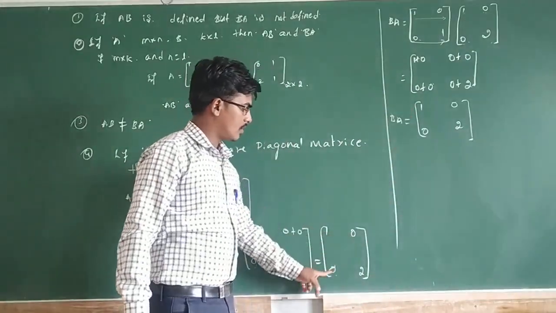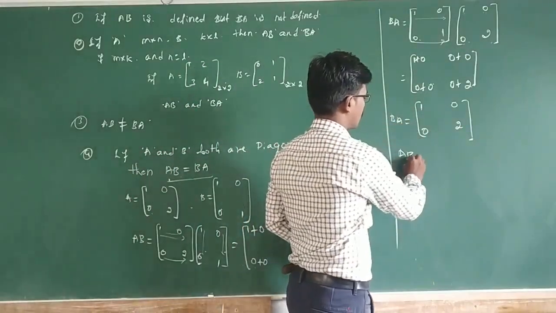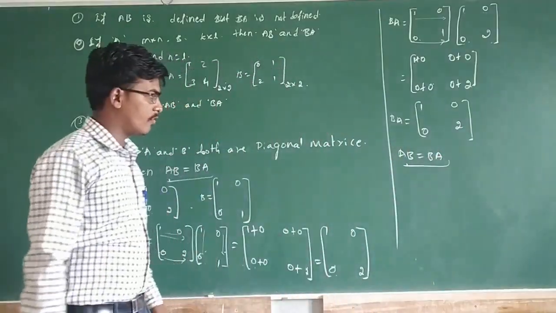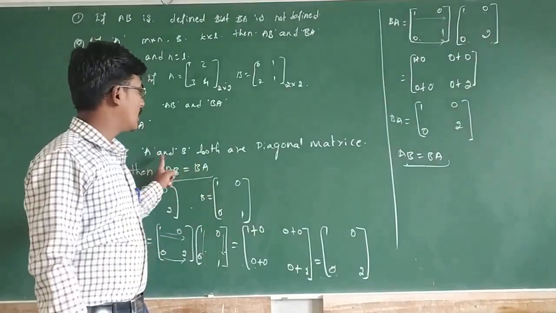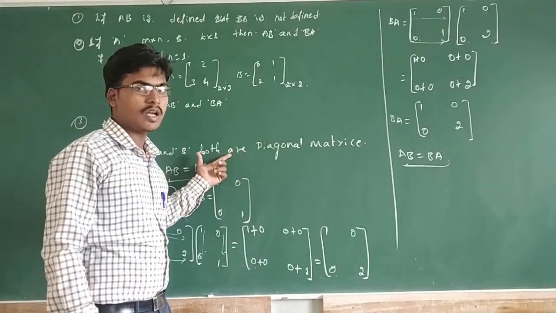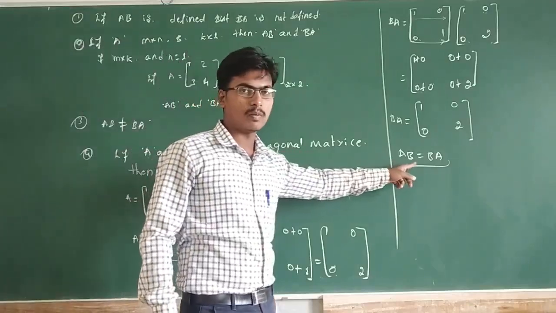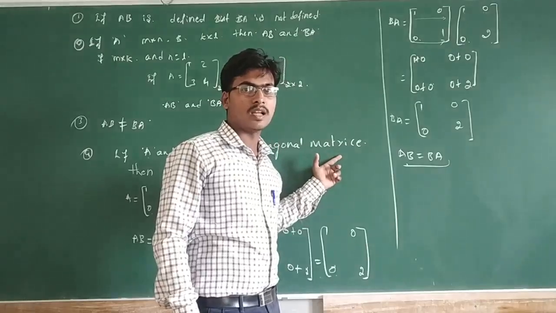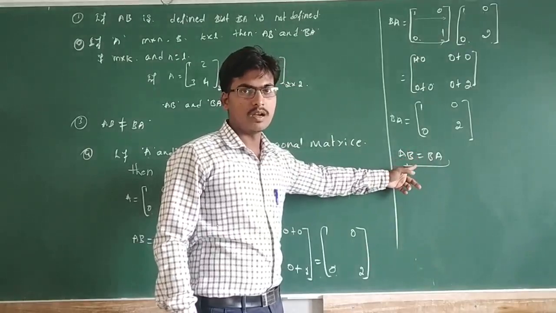1, 0, 0. Here also 1, 0, 0. AB is equal to B. When AB is equal to BA, both A and B are diagonal matrices. This is very, very important. Only when A and B are both diagonal matrices is the commutative law proved for multiplication of two matrices. If A and B are not diagonal matrices, then AB is not equal to BA. So commutative law is not satisfied.